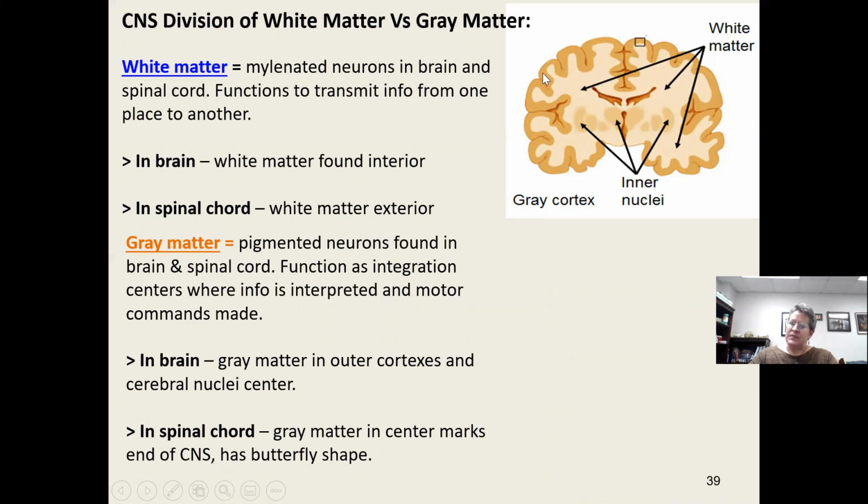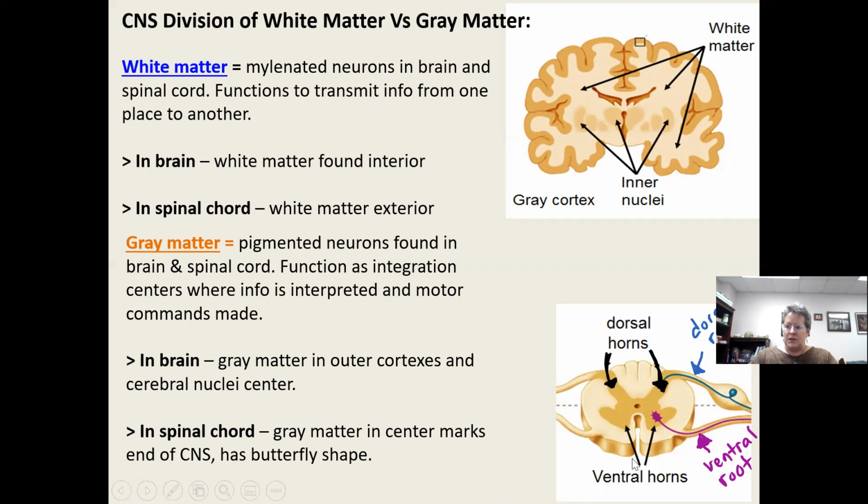The outer region, where all the cortexes are, this is the insula lobe right here, that's all gray matter. Okay. And then you have clusters of nuclei that are gray matter within the brain, like the amygdala, like the caudate nucleus, things like that. So that is going to look very different from the spinal cord, where the white matter is outwardly located. All this white matter is to the exterior, and the gray matter is on the interior.